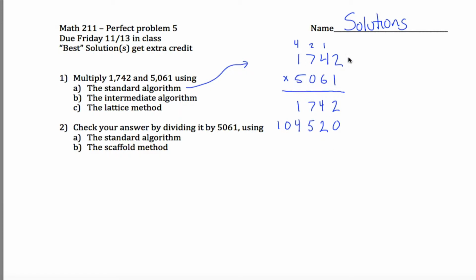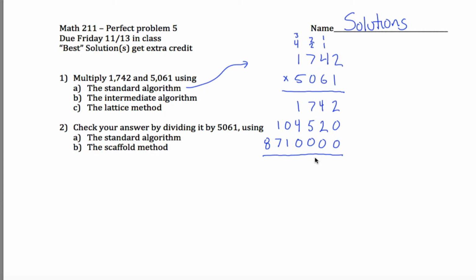Instead of 5 times this number, it's really 5,000 times that number, so I have to put in 3 zeros kind of as placeholders, I guess. And 5 times 2 is 10, so I'll write a 0, carry a 1. 5 times 4 is 20, plus the 1 that I carried gives me 21, so I'll write a 1 and carry a 2. 5 times 7 is 35, plus 2 more gives me 37. So I'll write a 7 and carry a 3. 5 times 1 is 5, plus 3 more gives me 8.